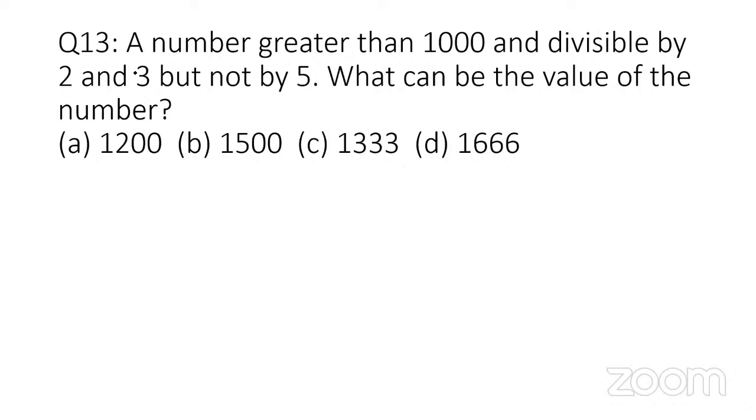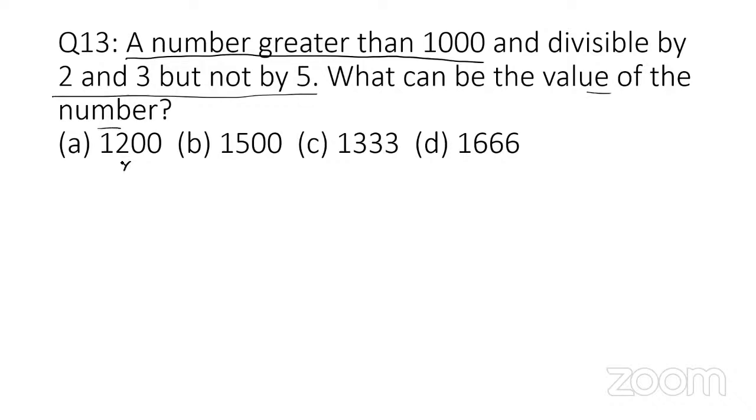For that question again, I have some doubt whether the students have told us the exact data, or whether they forgot something. Because if I try to solve this question, no option was matching, which is not possible, right? Guys, the question is that a number greater than 1000 is divisible by 2 and 3, but not by 5. What can be the value of the number, right?